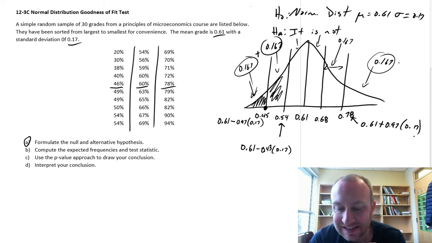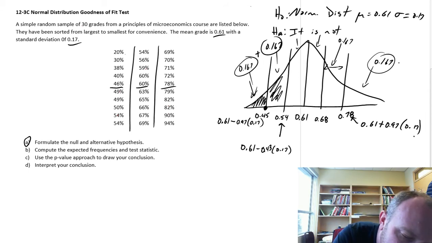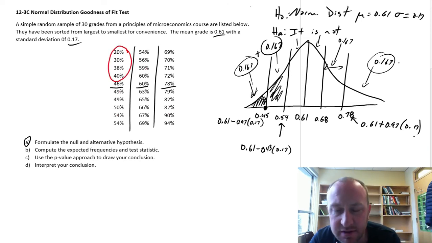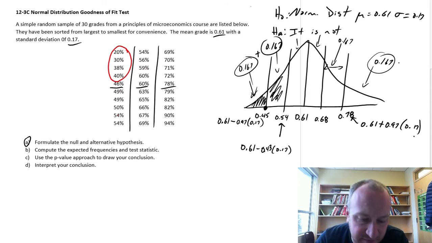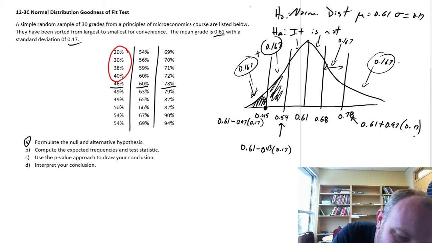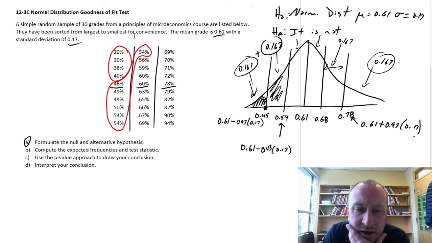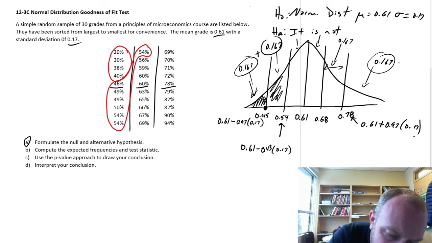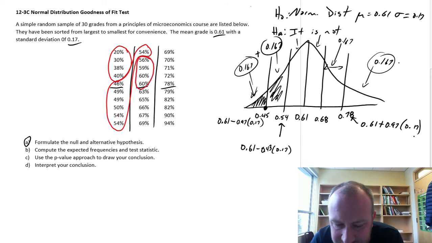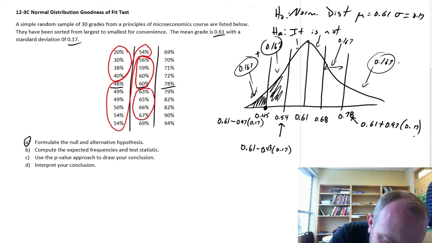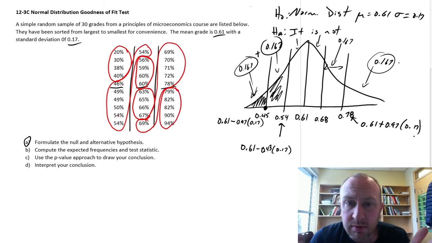If we look at values less than 0.45 in our data set here, I've got these 4 values here. Values between 0.45 and 0.54, so that's going to be, oh, I'll even have this one up here, including that endpoint. The next one is between 0.54 and 0.61, so that's going to be right here. 0.61 and 0.68, so that's going to be these ones. And between 0.68 and 0.78, that'll be right here. And anything greater than 0.78, well, that's what we have right here now. Okay, so we've got now all of our observed values, our actual frequencies.